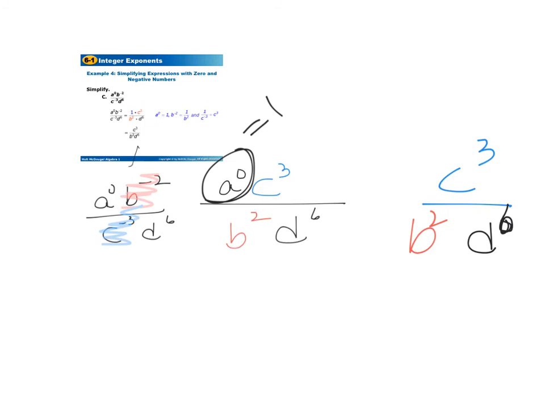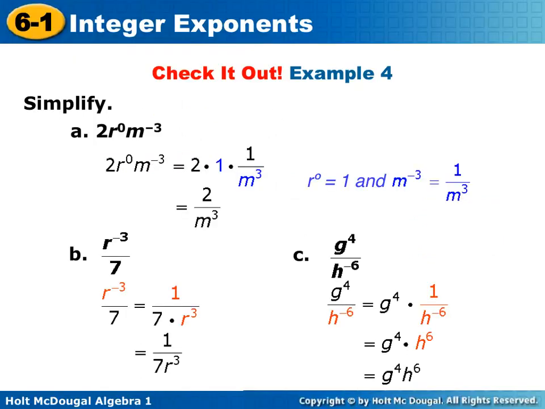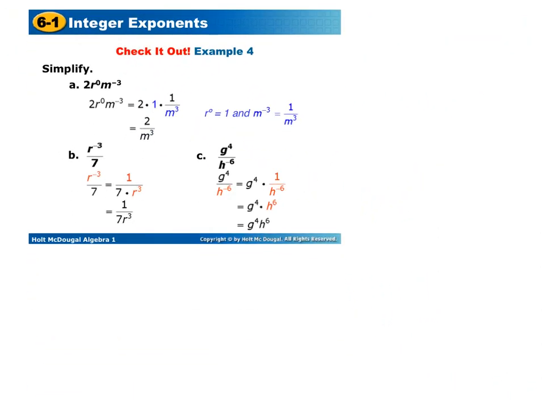So you're going to be doing a lot of just rearranging. If it's negative in the top, put it in the bottom and make it positive. If it's negative in the bottom, move it to the top, make it positive. Here's another example, 2 more examples.